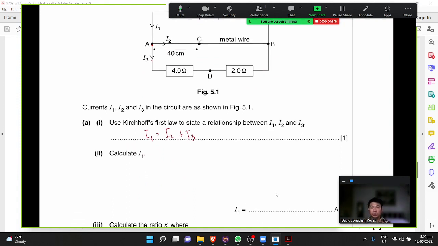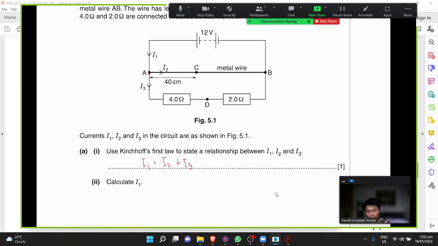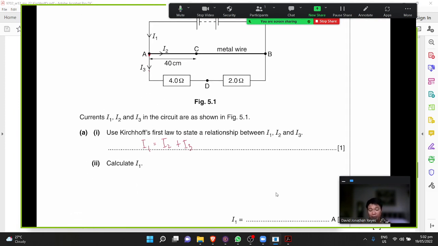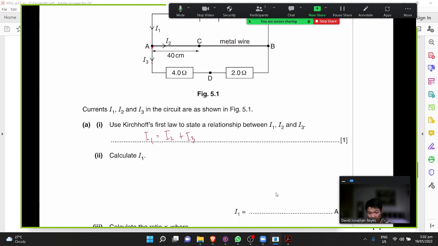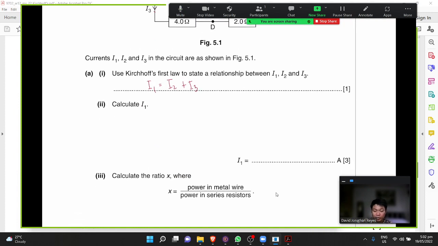We can use the regular approach where we simply find the total resistance and solve it using the total voltage. 12 volts is the total voltage because I1 is your total current. Or we can use this relationship and identify what I2 and I3 are so that we can get I1. I'll show you both. First approach: you simply find your total resistance first.